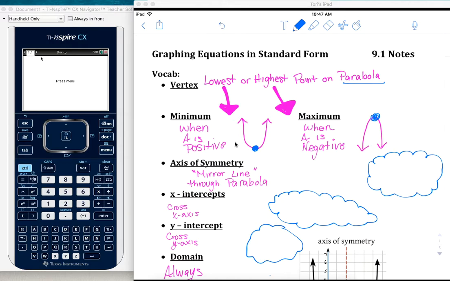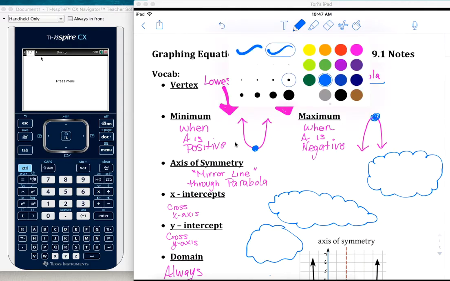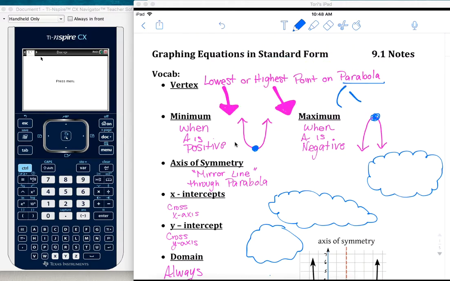So if A, our very first number, is positive, our graph is going to have a minimum. If A is negative and our graph is upside down, that's when we would have a maximum. Either way, when we name a vertex, our answer should look like a point. We're going to label that vertex with an X, Y.